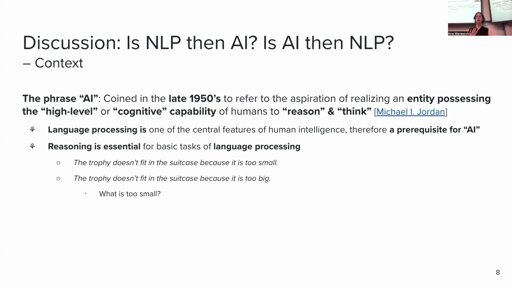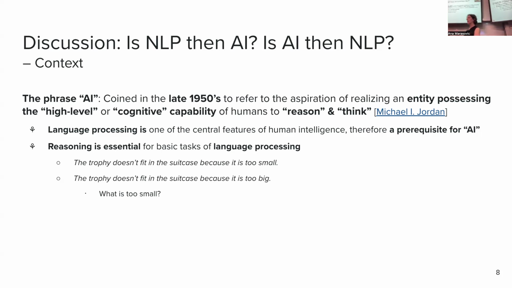Because it's too small. What is too small? Well, the suitcase must be small here because we are trying to fit obviously something that's larger than the suitcase, and therefore the trophy can't fit. And in the other example, we have it referring to the trophy because the trophy is too big and therefore it can't fit into something that's smaller, which must be the suitcase in this case. So this is one of the common examples of how you need reasoning to do language processing properly.